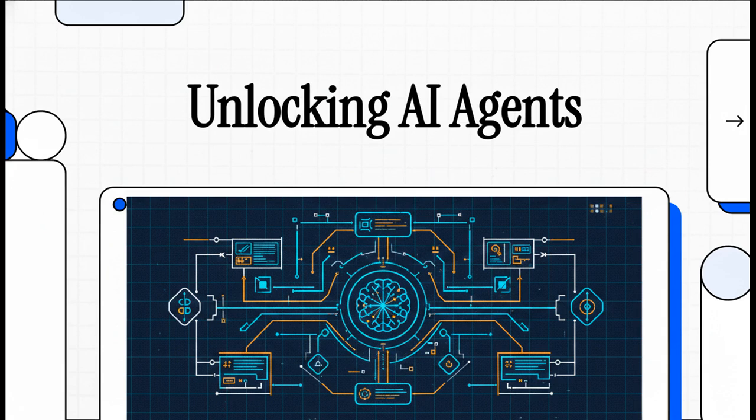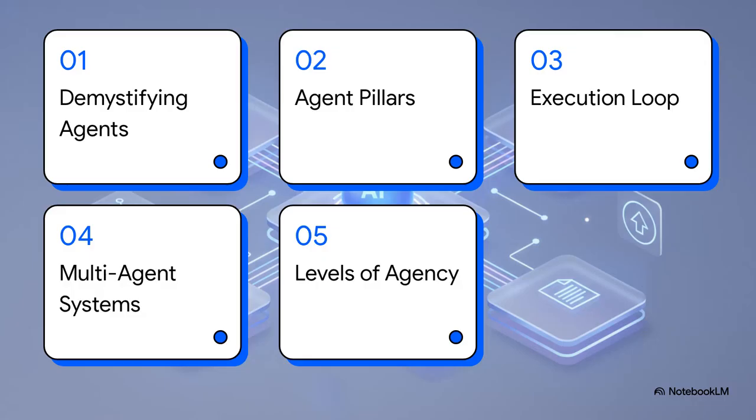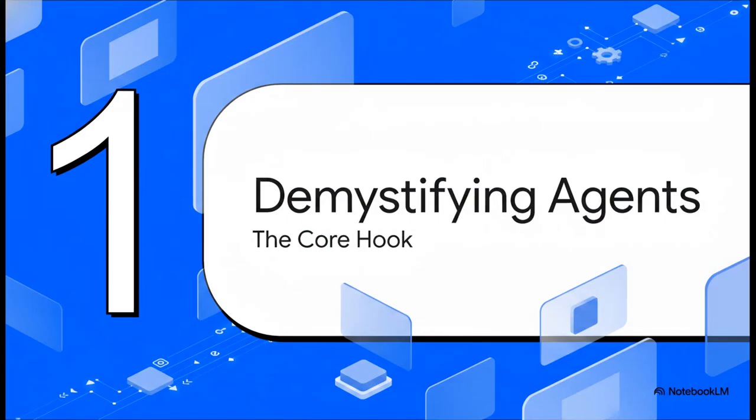It's really fascinating stuff. Here's a quick look at our roadmap for today. We're going to cover demystifying the agent, the structural pillars, the execution loop, multi-agent ecosystems, and finally, we'll map out the levels of agency. Let's jump right in. All right, part one, demystifying the agent.